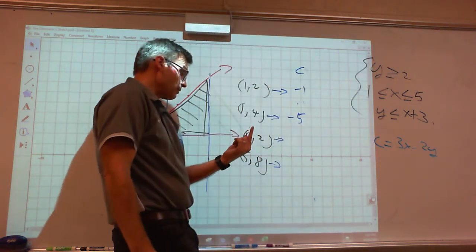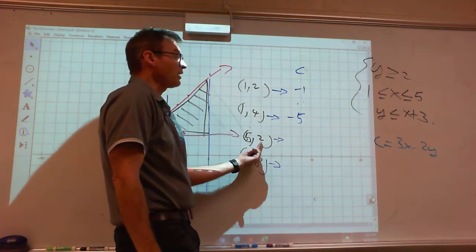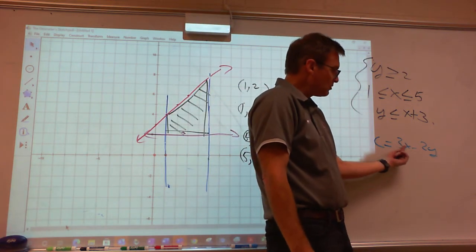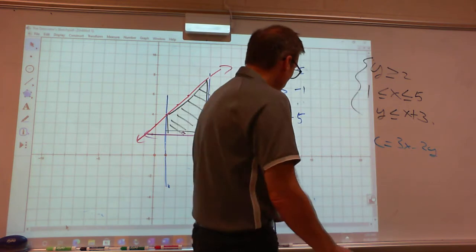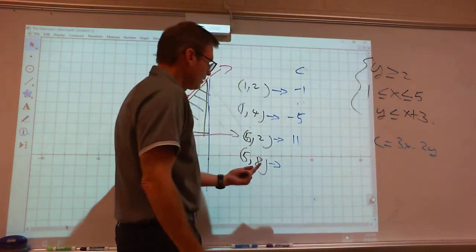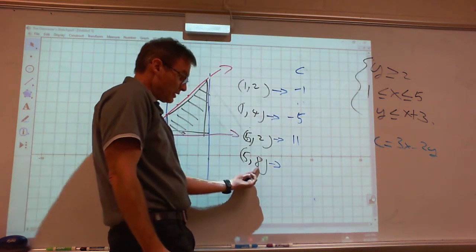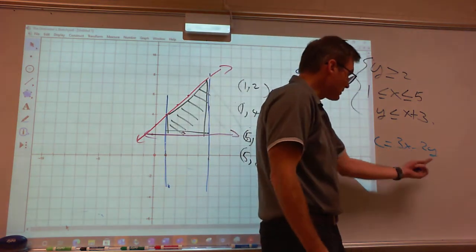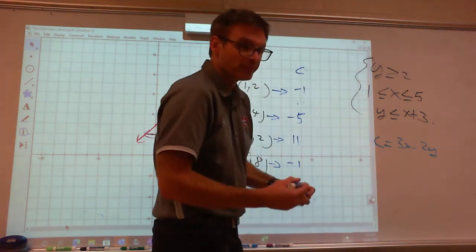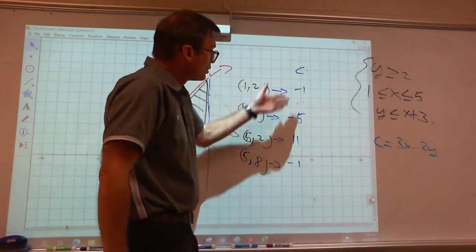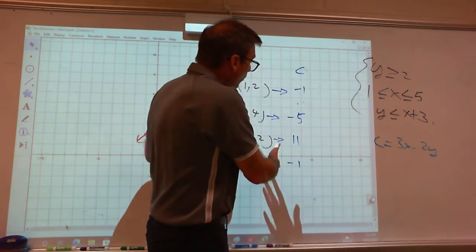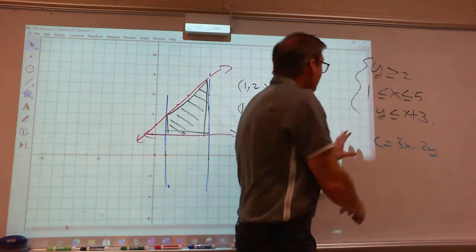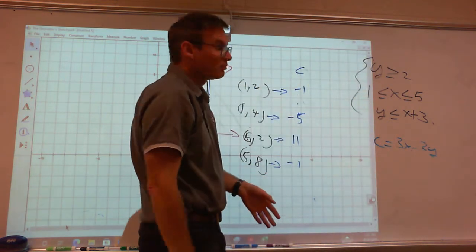If I plug in a 5 for x and a 2 for y, it gives me 15 minus 4, which is going to give me 11. And if I plug in a 5 for x and an 8 for y, 15 minus 16 gives me a negative 1. So here are your coordinates. If we plug our coordinates into our C, we get these different values.